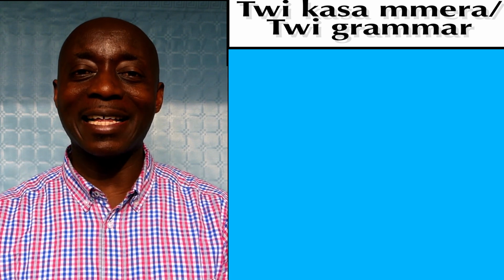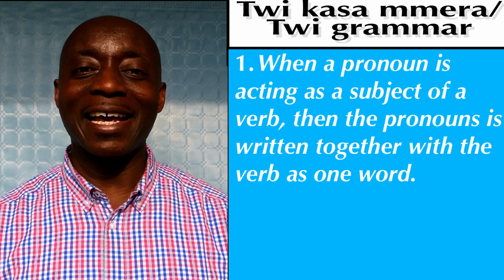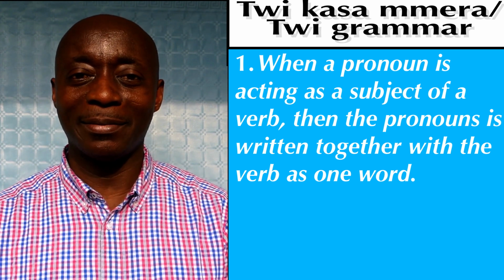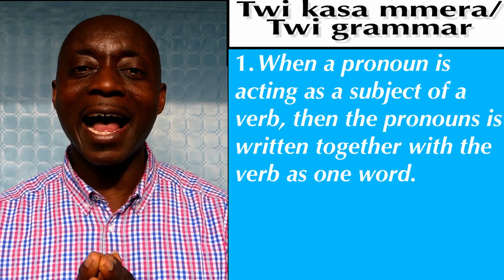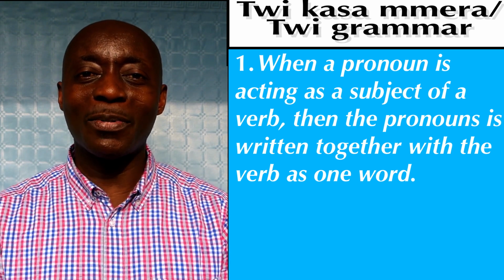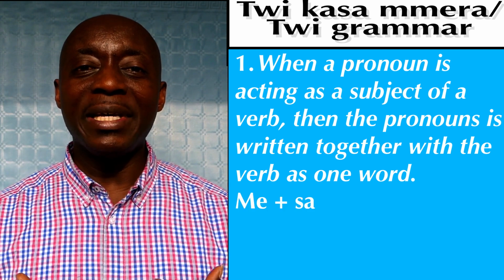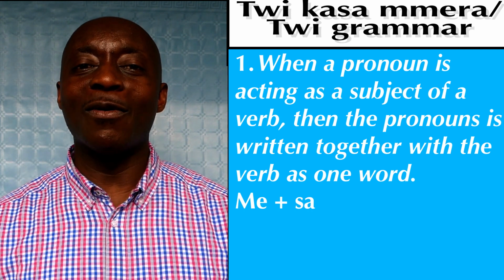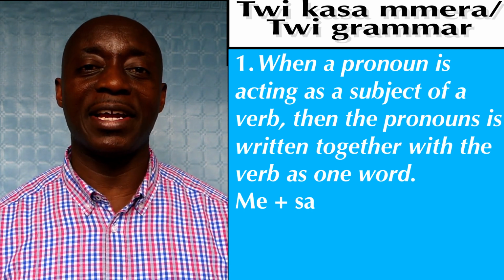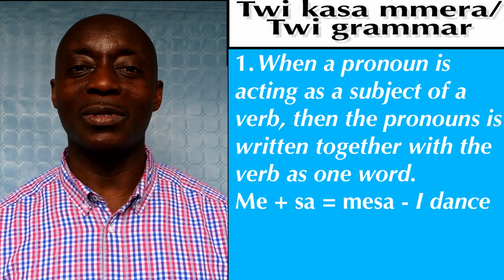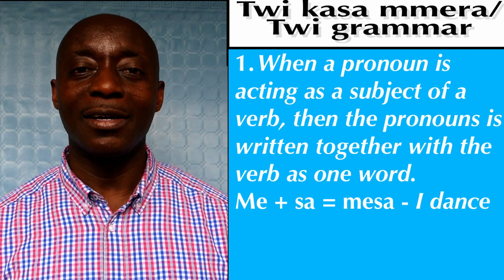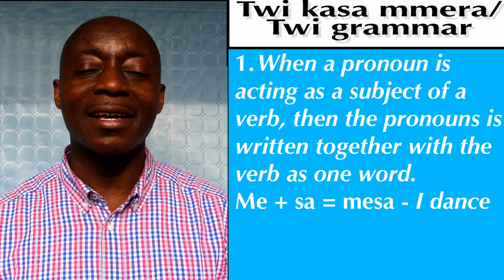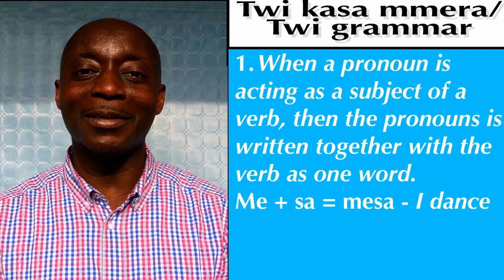The first rule is that when a pronoun is acting as a subject, then the pronoun and the verb are written together as one word. For example, let's take me, that is I, and then a verb like sa. If I want to say I dance every day, we'll say mesa. You see that me, that is I, and then sa, dance, are written together as one word.